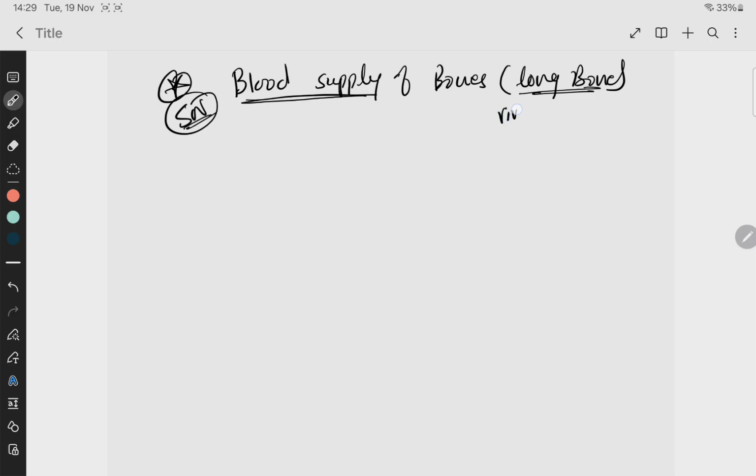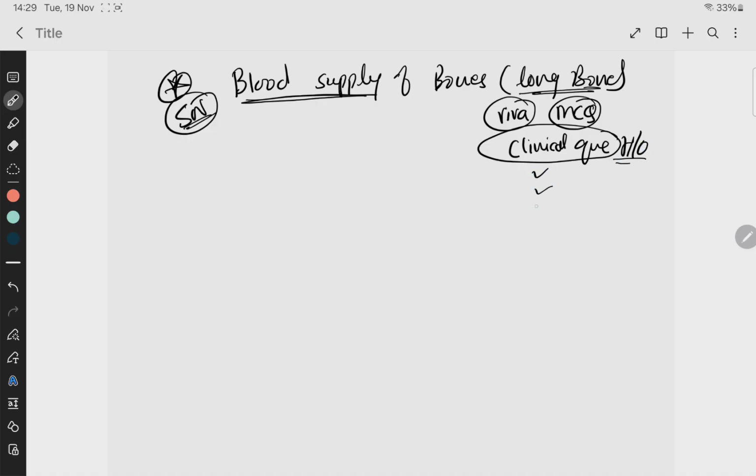Sometimes a few points are also asked in the viva, and there are a few MCQ points and one clinical question. Most of the time it is asked on this topic on the basis of clinical history, and then you have to answer the questions depending on the history. So let's proceed: blood supply of long bones and blood supply of bone.